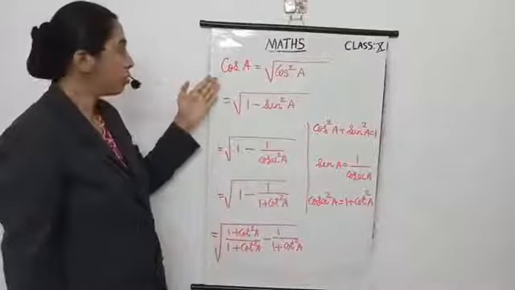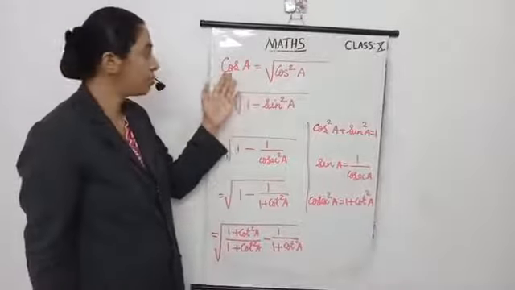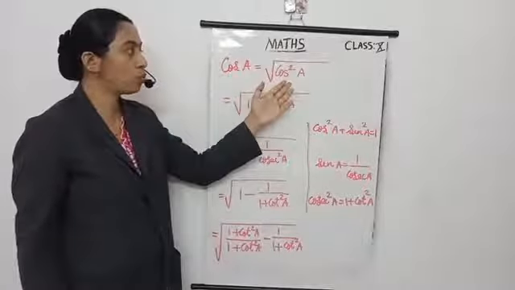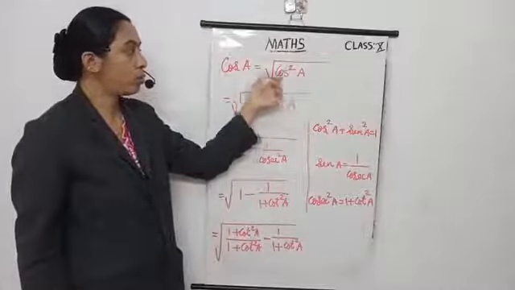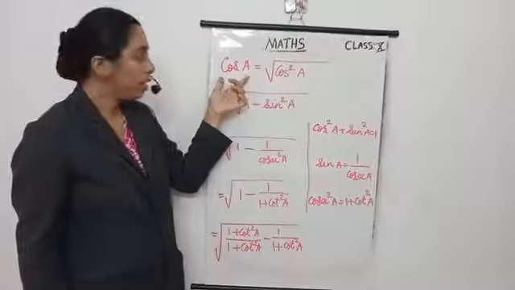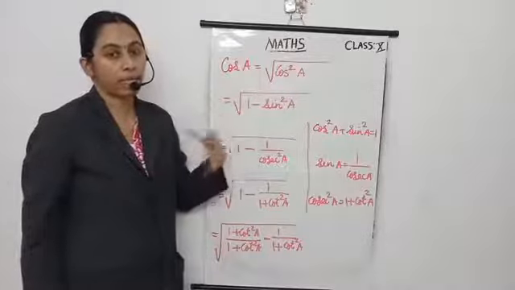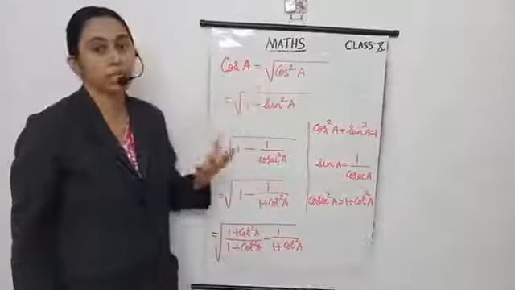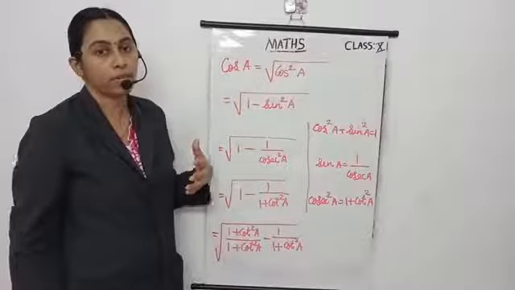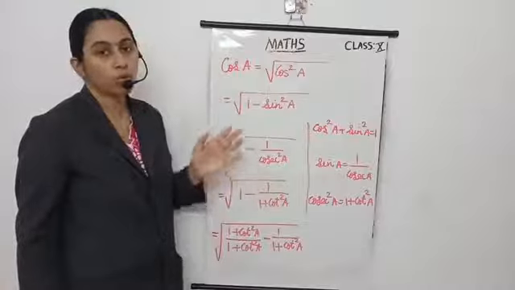Next, cos A. Same like previous question. First write cos A equal to root cos square A. Cos square A's square root is cos A. Now for what purpose do we write like this? We need to connect this with the trigonometric identities. Otherwise we have no way to connect cos A to cot A.